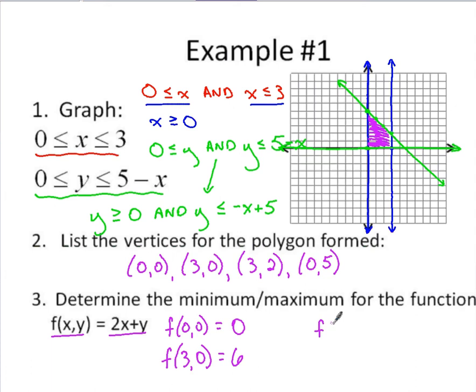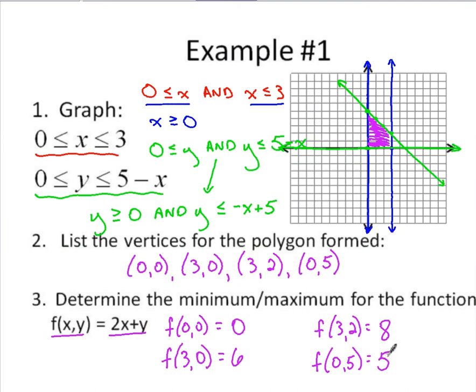And continue with the other 2 points, doing the same kind of thing. If we look at the point (3, 2), 3 goes in for x, 2 goes in for y. So it'd be 2 times 3, 6, plus 2. So that's going to be 8. And then finally at your point here of (0, 5), we plug in. x is 0, y is 5. So if x is 0, this term's gone, y is 5, we get 5 back.